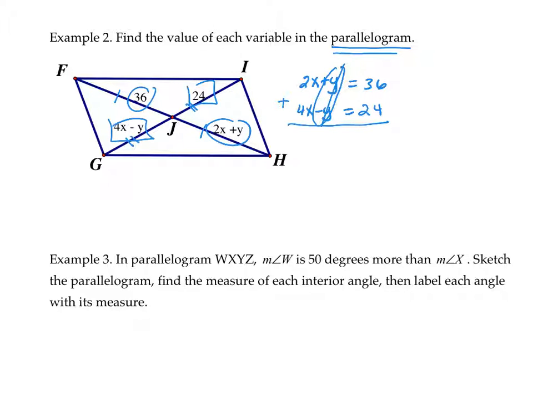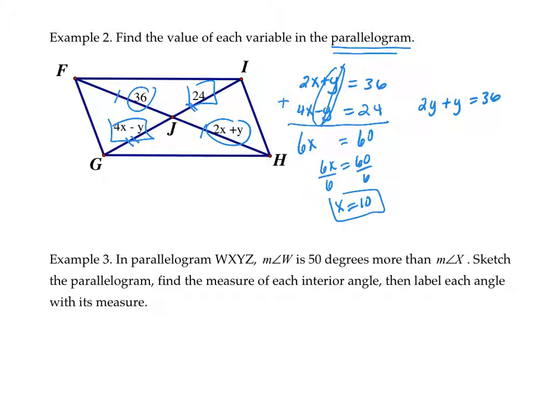So 2x plus 4x gives us 6x altogether. And on the right-hand side, 36 and 24 is equal to 60. So take 6x equals 60 and divide by 6, and you get x is equal to 10. Once you have x, then you need to plug it in to one of your equations. Let's choose the first one.